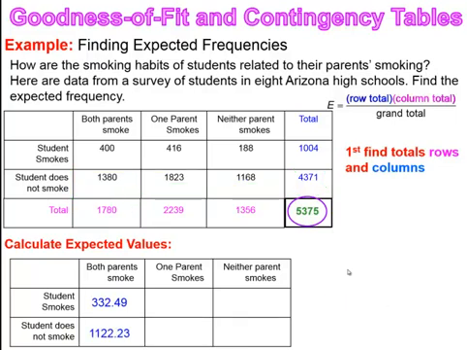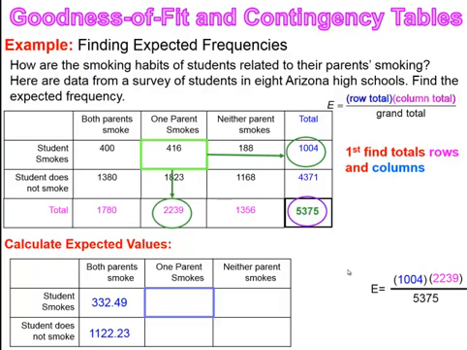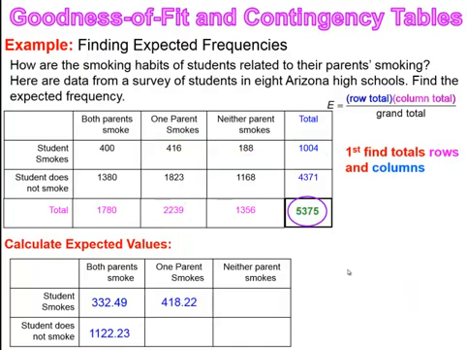I'm going to do it for the next cell, and again, you have to make sure that you're using the correct totals when you're doing the expected frequency. So I'm getting the total from that row times the total from that column divided by the grand total. And you're going to keep on doing that. You're going to repeat until the entire expected frequency table is filled in. So that's how you find the expected frequency for a contingency table.